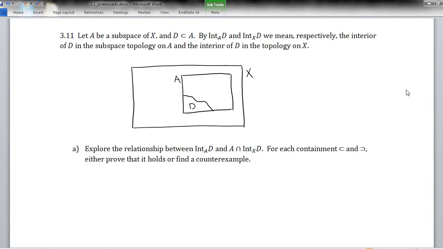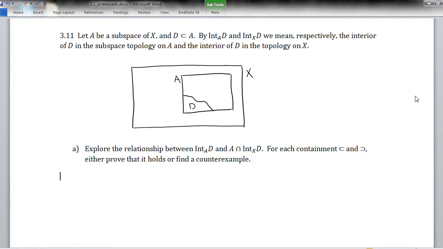Exercise 3.11. Let A be a subspace of a topological space X and D a subset of A. By int_A D and int_X D, we mean respectively the interior of D in the subspace topology on A and the interior of D in the topology on X. So part A, we're supposed to explore the relationship between int_A D and A intersect int_X D. And what that means is for each containment, either prove that it holds or find a counterexample.